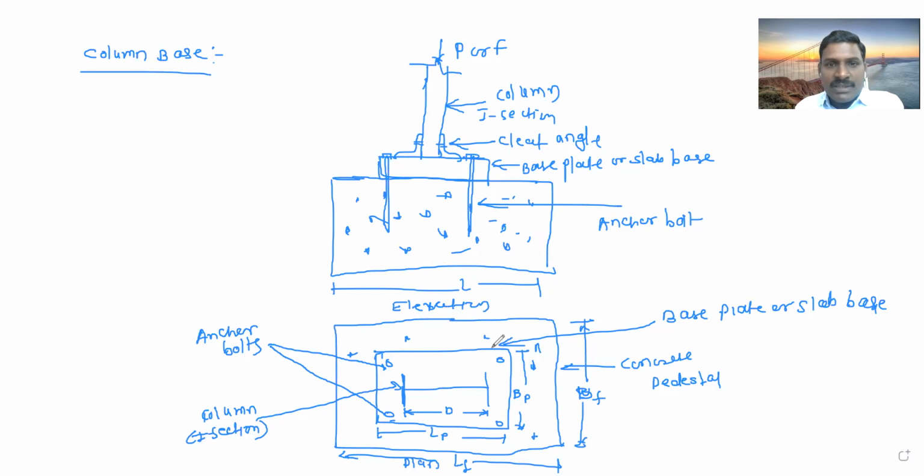This base plate is connected with anchor bolts. We provide anchor bolts, 4 at each corner or 2 at diagonal, to fix this plate with the concrete pedestal. Are you getting it? This plate has to be fixed with the concrete pedestal. So what will we do? Whatever plate is there, at each corner we insert the anchor bolts for fixing the plate with this concrete pedestal.